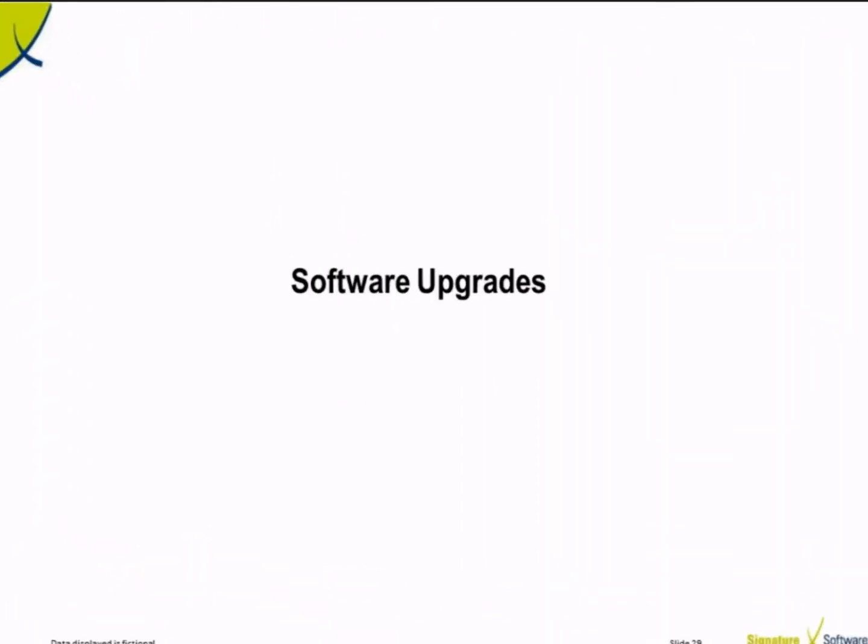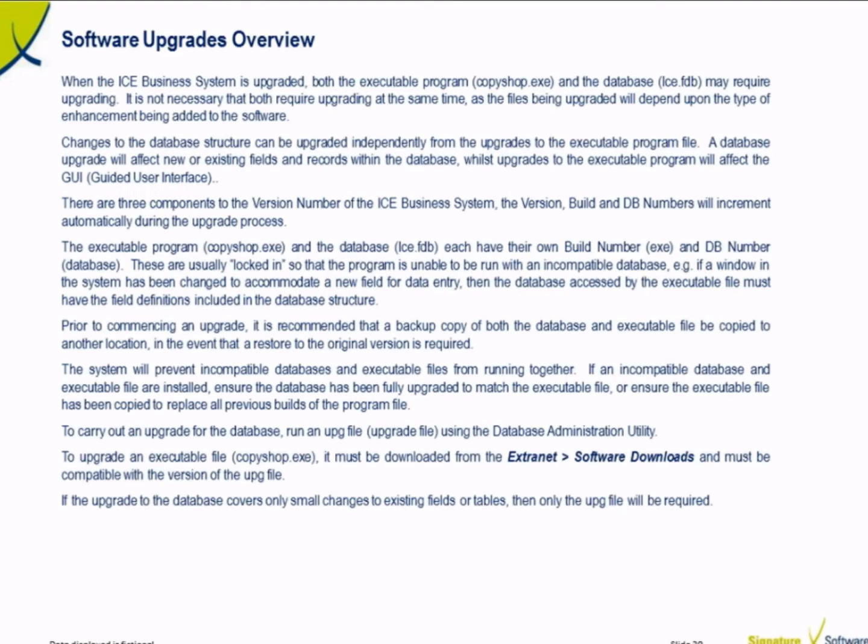So from here, we've done the backup. We've converted that backup copy to a restore. We've now got a new restored ICE database. We're now ready to actually do the upgrade. The process in the upgrade is actually quite simple.